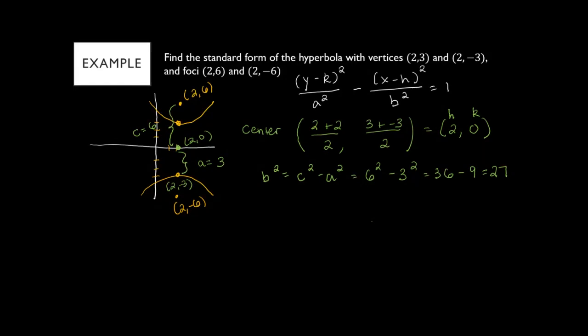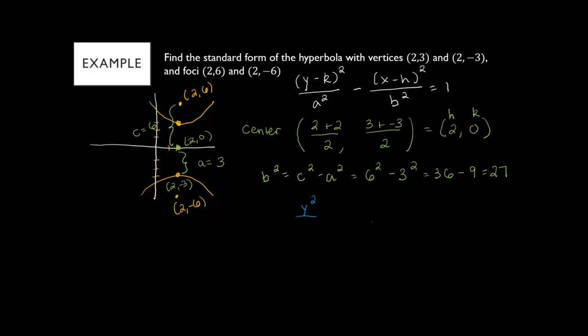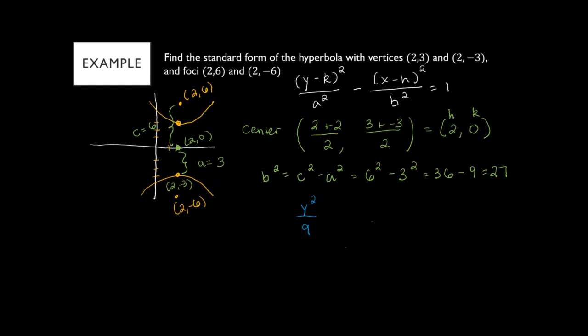So once we have B squared is 27, if we go in this order, we've got everything that we need in order to write our equation. We just have to plug the numbers in. So we have y minus k, which is 0, and then you square that. So it's going to be y squared over a squared, which is 9, minus, and then we have x minus 2 squared over 27 equals 1.